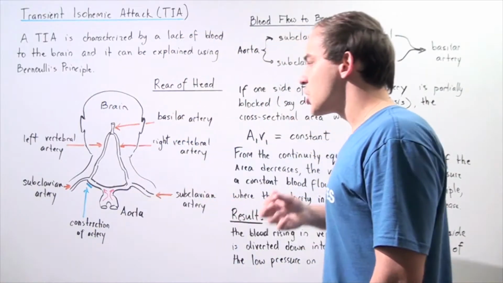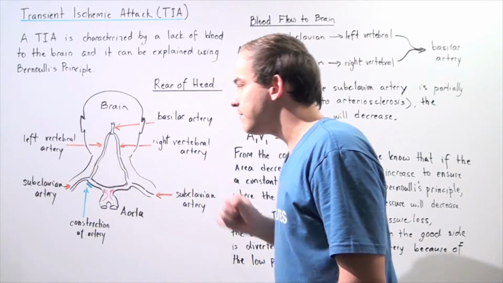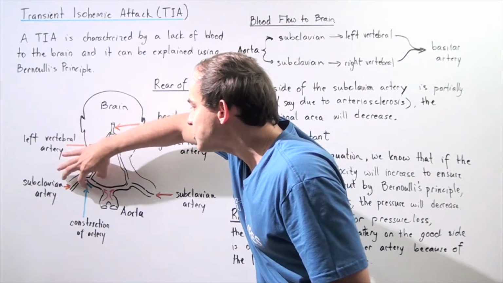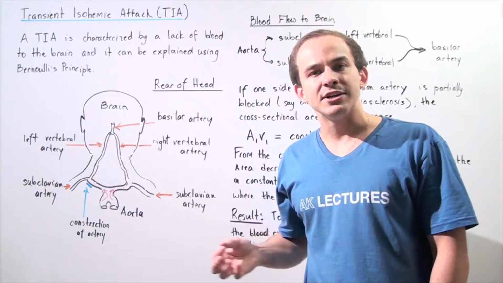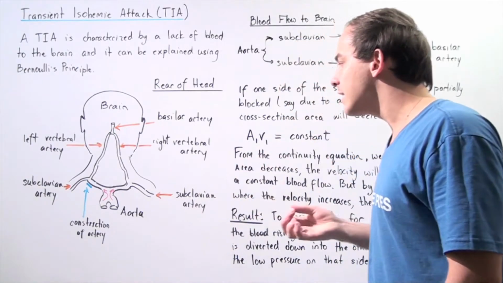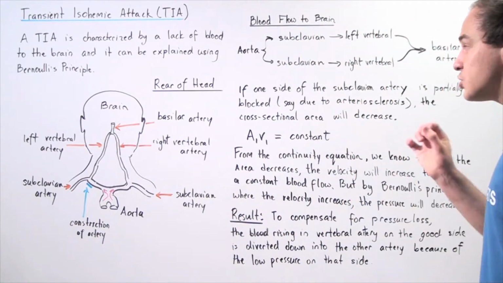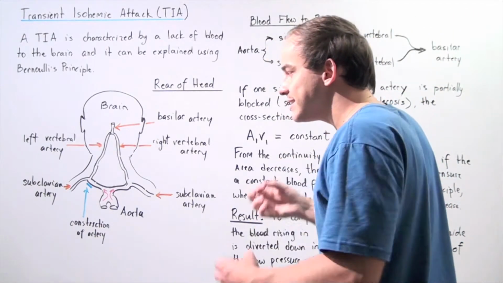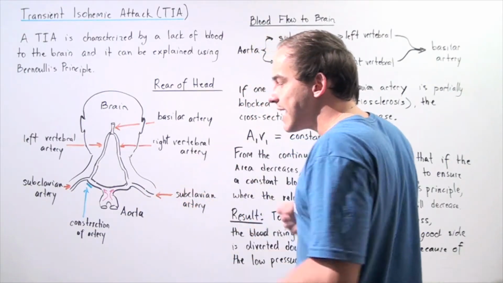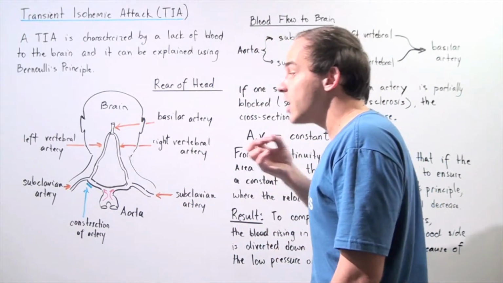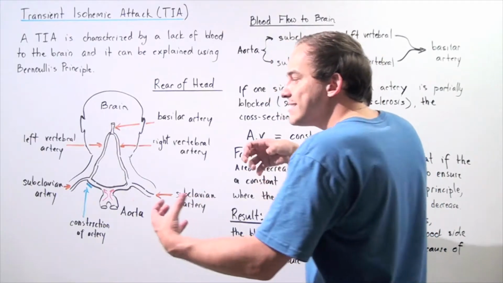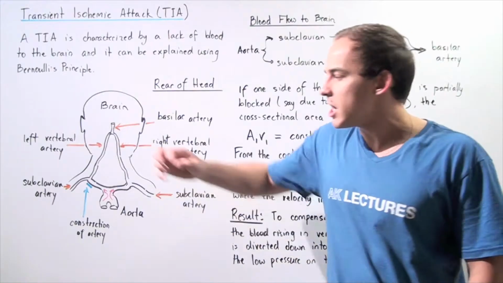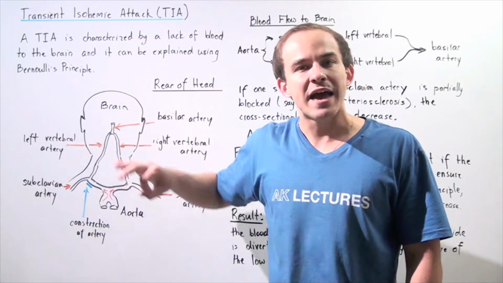Now, let's examine how a TIA takes place. So let's suppose that one of the subclavian arteries, let's say the left side of our artery in this section, has a partial blockage. And let's say that partial blockage is due to a process known as arteriosclerosis. So this process is essentially the hardening of that section of the artery.